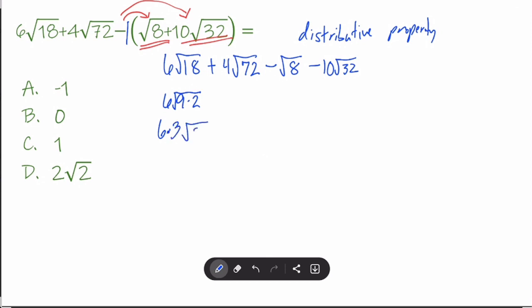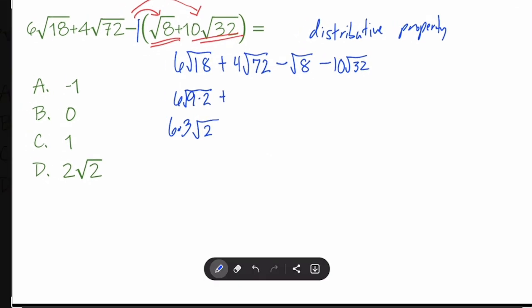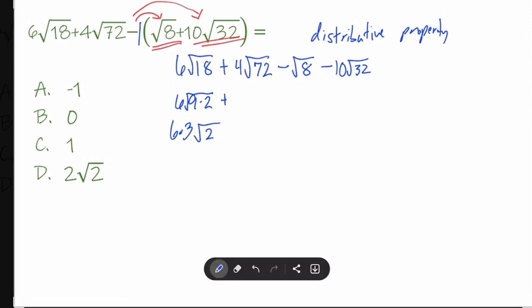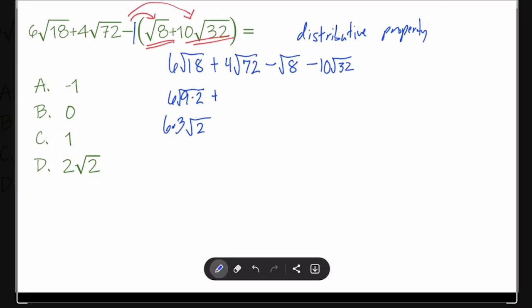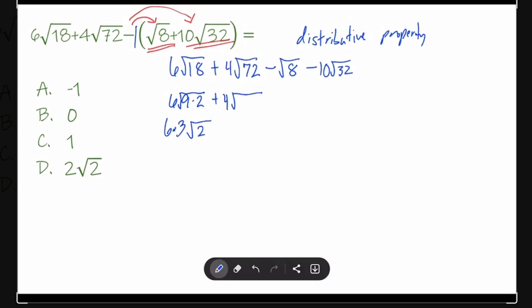And then the 2 will be retained inside. All right, so here, just copy the plus sign. So here in the 72, we can separate it into a perfect square. So what are the perfect squares that we can separate this value into? We have 9 times 8. So it can be separated as 9 times 8. So you can take out the 9, whose square root is 3.